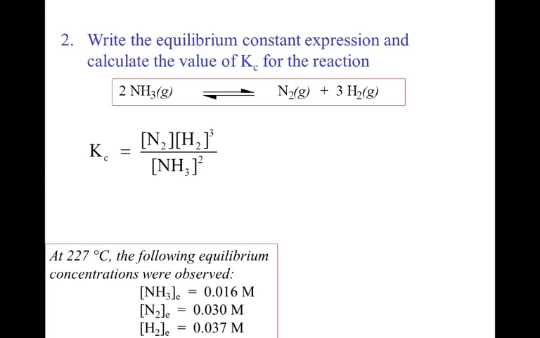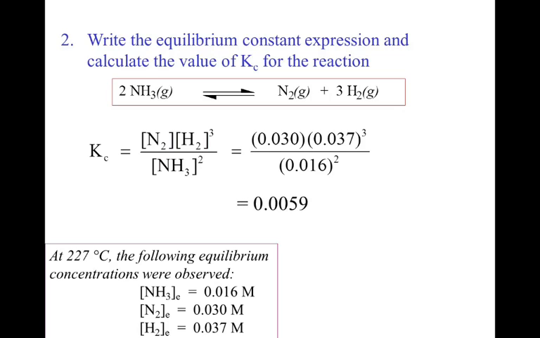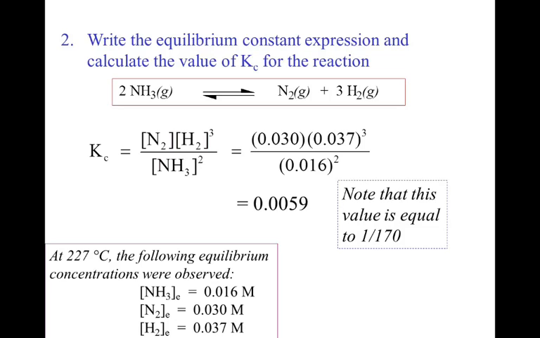Now you know what I'm going to do? I'm going to take those 3 numbers and plug them in. So that should seem kind of familiar. 0.030 times 0.037 cubed divided by 0.016 squared. The value your calculator gives you, rounded to 2 sig figs, would be 0.0059. If you take that value and take 1 over x, you will get 170, which was your Kc1. Isn't that wonderful? So it's kind of like a little mini proof.